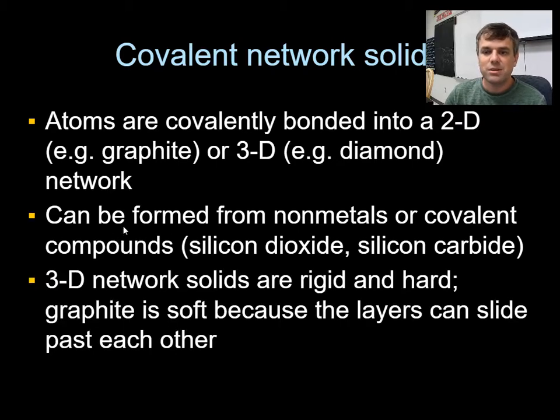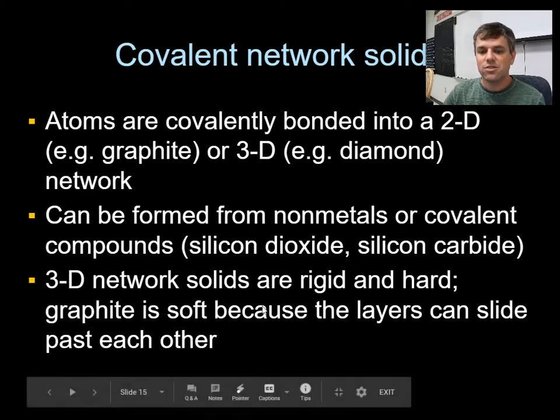Right. And these three-dimensional network solids are very rigid and hard. Diamonds being the hardest substances on Earth. Quartz, if you're familiar with that, is a very, very hard substance. Graphite, on the other hand, is soft because the layers can slide past each other.